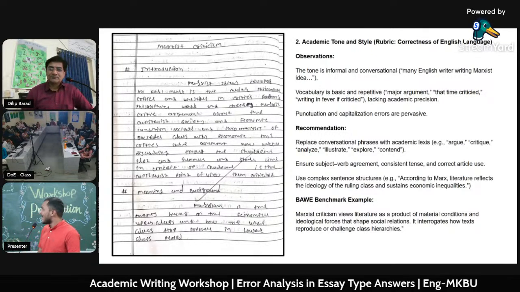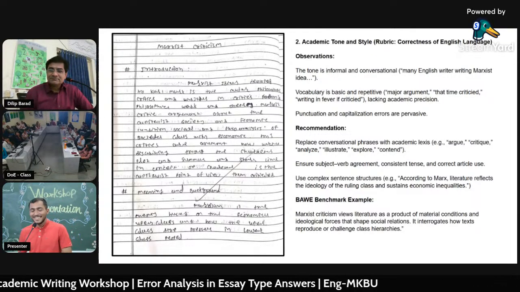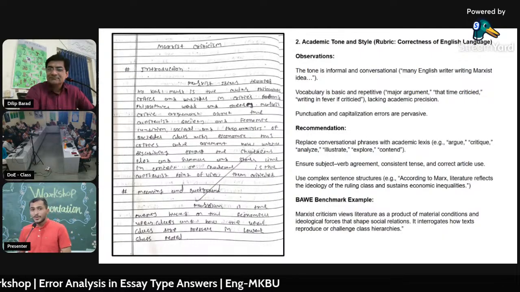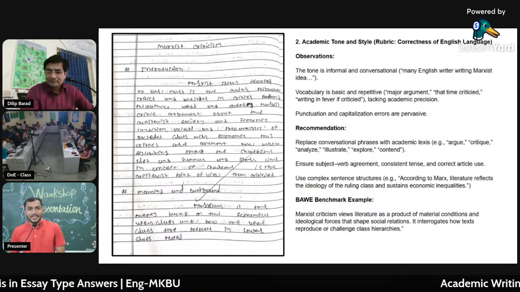And it gives the BAW benchmark example in our answer example. So this is from my side. Now I would like to invite Devangini Vyas.